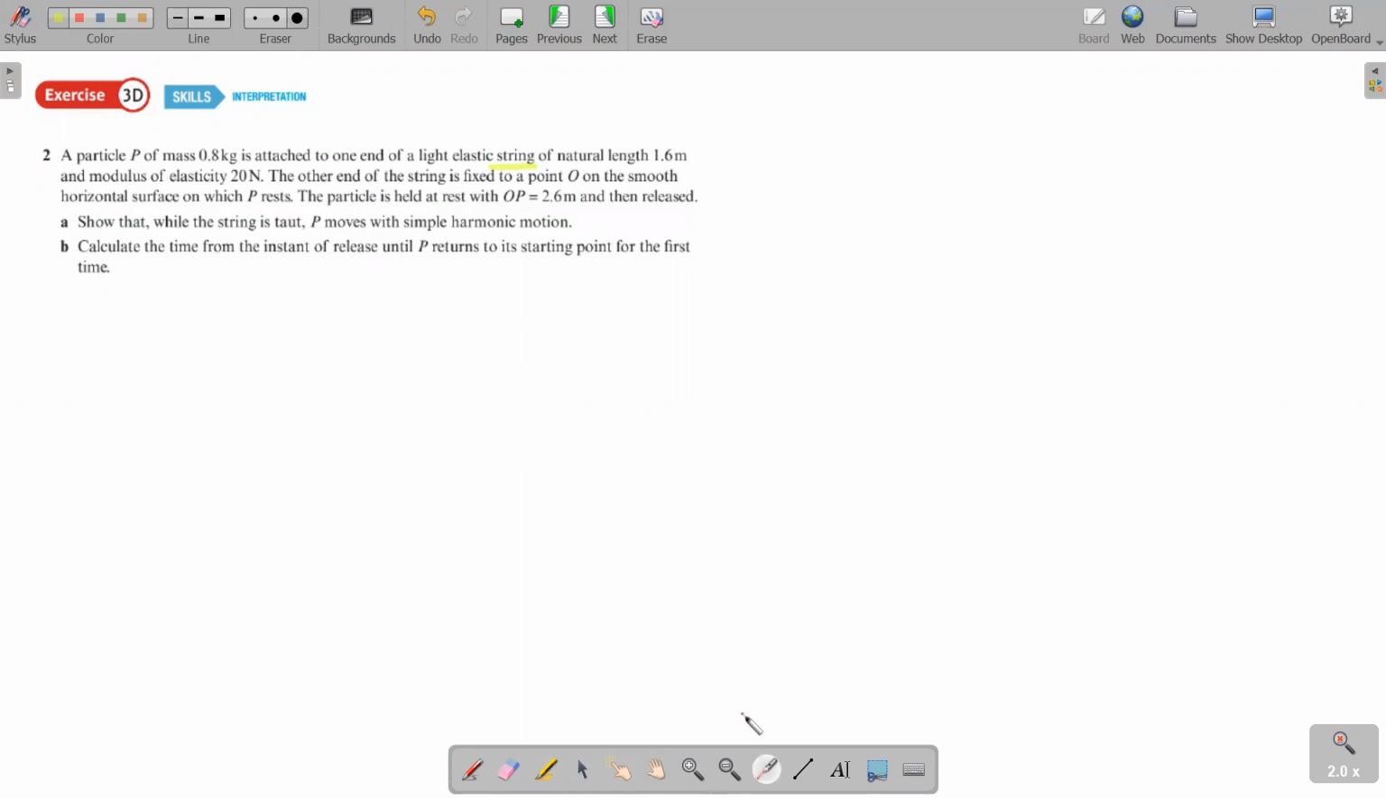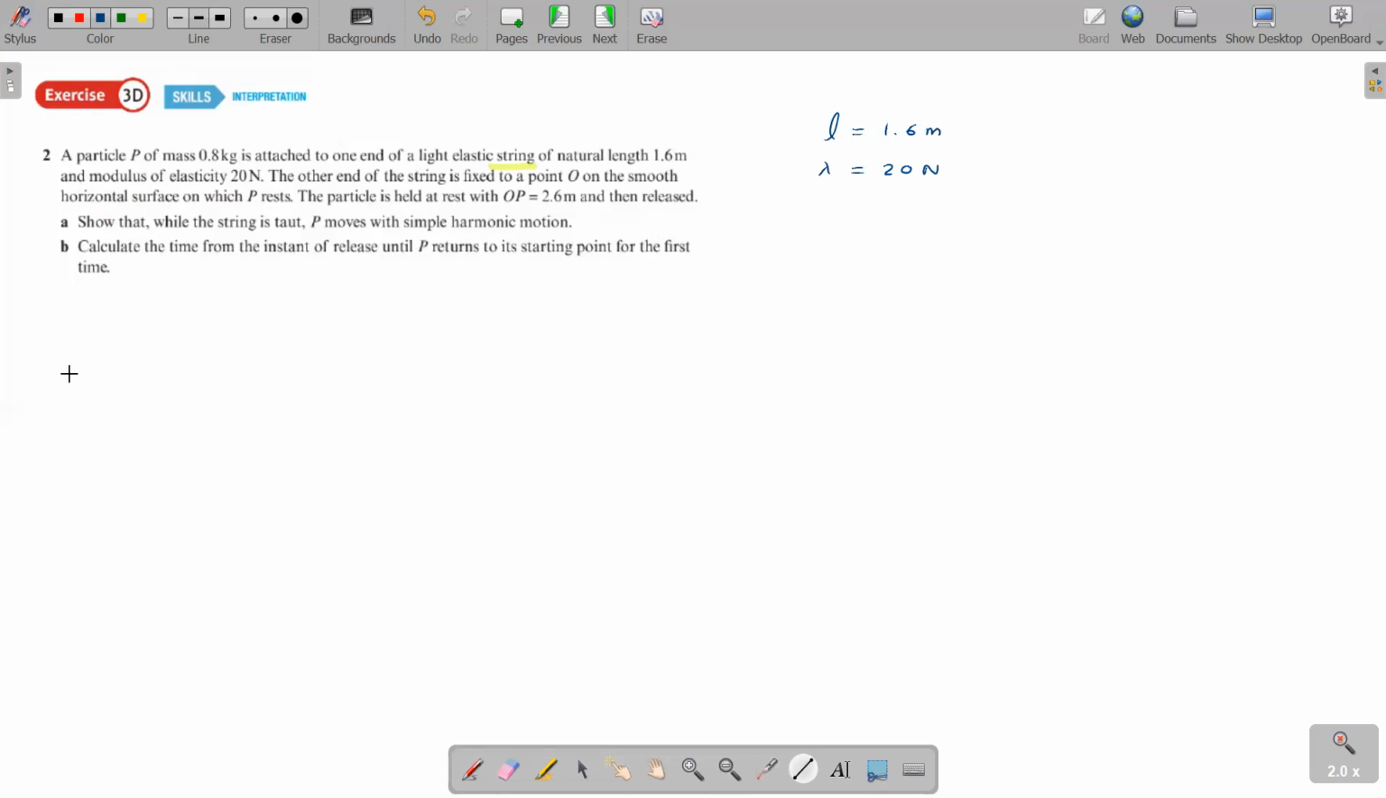Okay, let's see. A particle P of mass 0.8 kilogram is attached to one end of a light elastic string of natural length 1.6 meter, and the modulus of elasticity 20 newtons. Let's write it down. Natural length is 1.6 meter. Lambda is 20 newtons. The other end of the string is fixed to a point O on a smooth horizontal surface on which P rests. The particle is held at rest with OP 2.6 meters and then released.